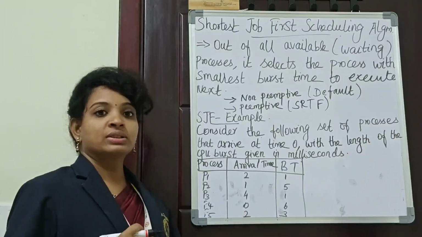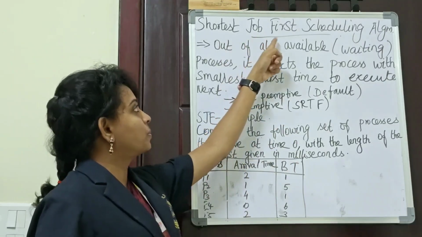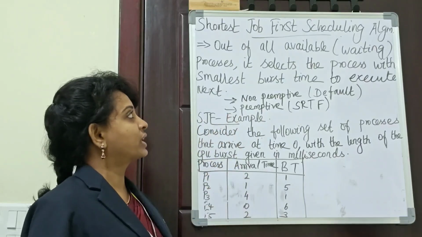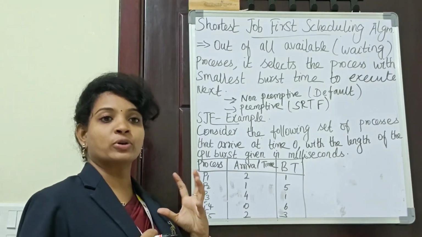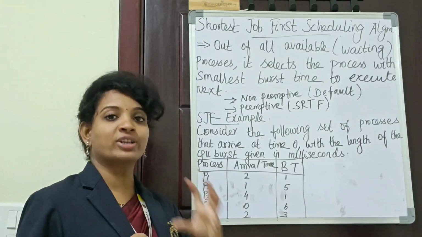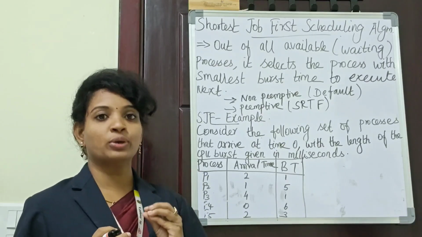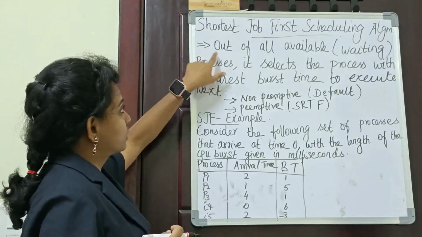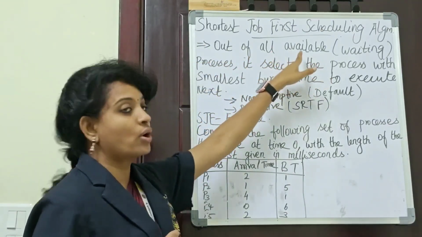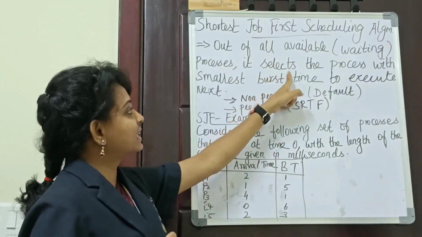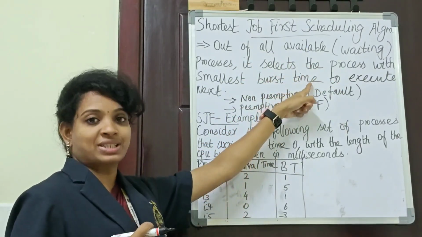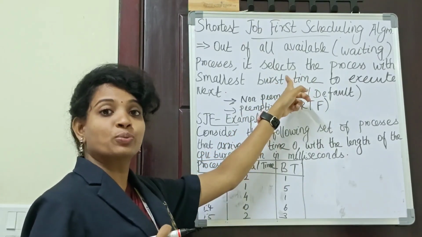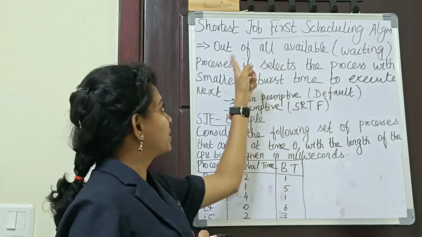Next we will discuss the shortest job first scheduling algorithm. In the name itself we can understand that the process which has the shortest job, the process which is doing a very short job, will be executed next. Out of all available waiting processes, it selects the process with the smallest burst time, the smallest execution time. That process will be executed next.